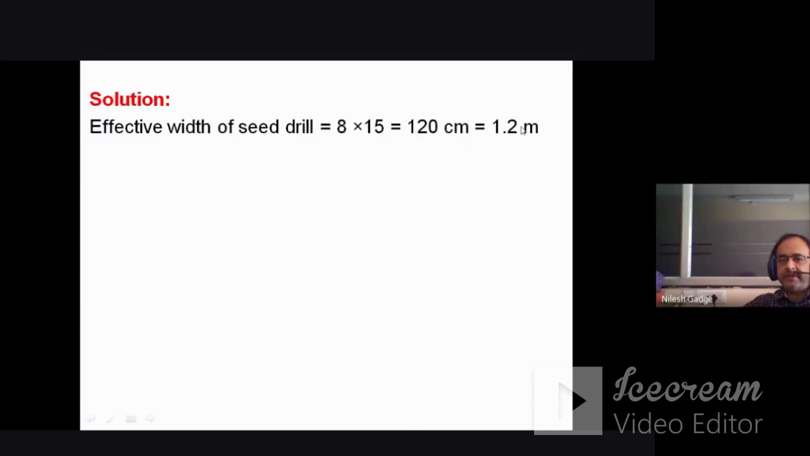120 centimeter can be converted into meter. Write down, I'm explaining to you and you can write down the solution while I'm explaining it. So the effective width, or W, is equal to 1.2 meter. This is also called the nominal width, working width, or total width of the seed drill.